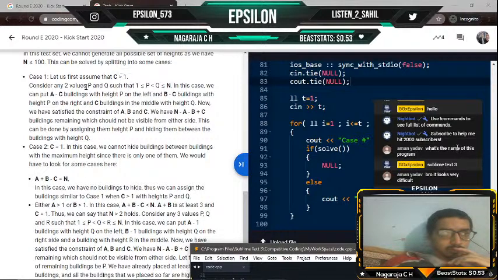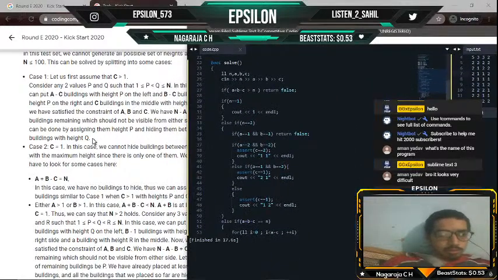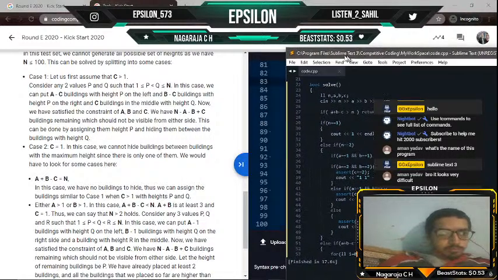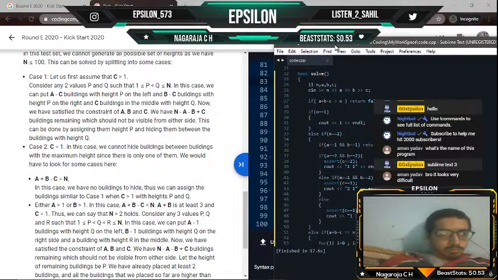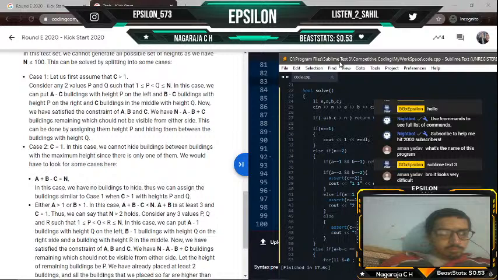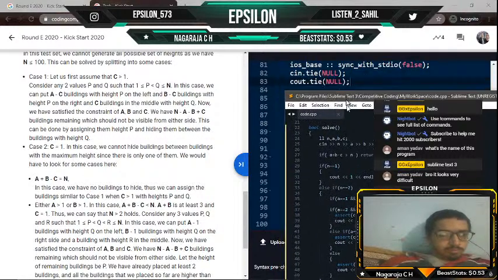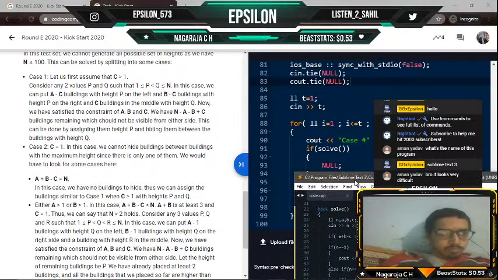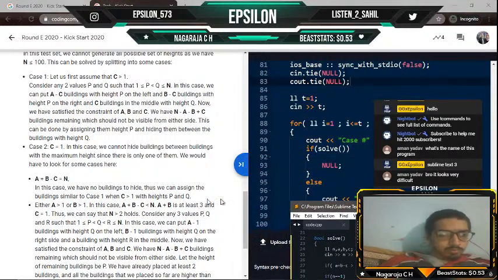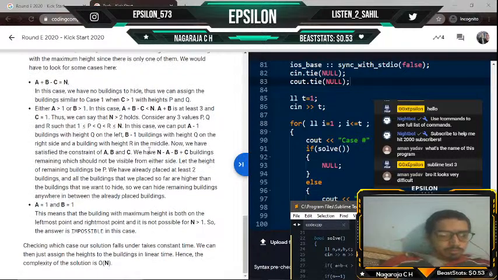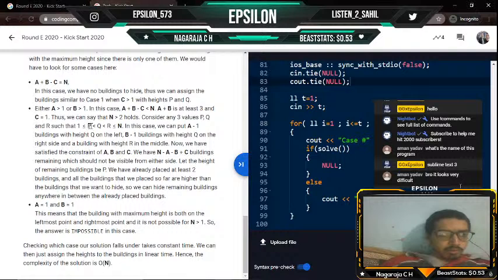Let's first see if C is greater than 1. Consider any two values. Now we satisfy the condition. Now we have minus. Yeah, that's what I did, and to say minus B. Yeah, this is what I am doing, PQR, we can put A minus 1 buildings with height Q on the left and B minus 1 buildings. Now we have satisfied the constraint ABC, we have an answer.